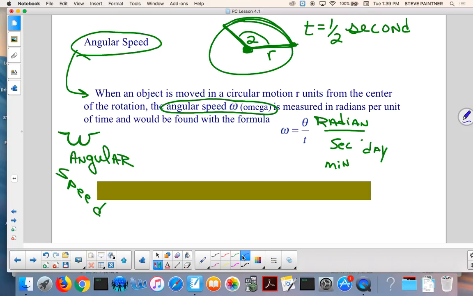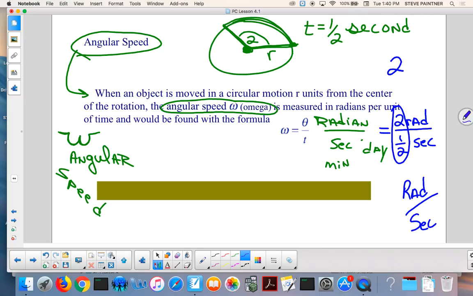How'd you get it? 2 divided by half. Okay, he said, how many radians did I travel? 2 radians. How fast did I do it? Half a second. Your answer is going to be radians per second. How do you do this math? 2 on top. How do you divide by 1/2? Multiply by the reciprocal, 2, so the answer is what? 4 radians per second. That's how fast you're traveling. Is that fast?